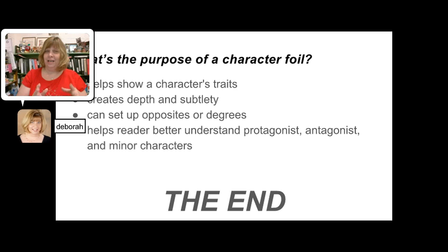So in conclusion, a character foil is something that an author creates when you have two characters that are placed side by side. It helps to show us each one of the characters' traits a little bit more clearly. It can create some depth and subtlety in each one of the characters and can set up either opposite characters or degrees of equality. And it basically helps the reader to better understand the protagonist, the antagonist, or even the minor characters in the story.